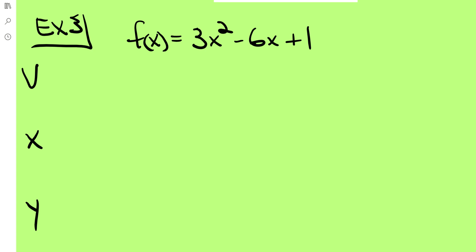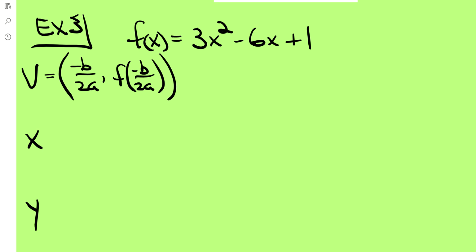All right, how about example 3? A little bit more challenging. Again, I want to start with the vertex. You can start with x-intercepts, y-intercepts, then the vertex. It doesn't matter the order. I'm just starting with the vertex because I want you to get used to saying what is negative b over 2a, comma, f of negative b over 2a. There. That's my guide, if you will.